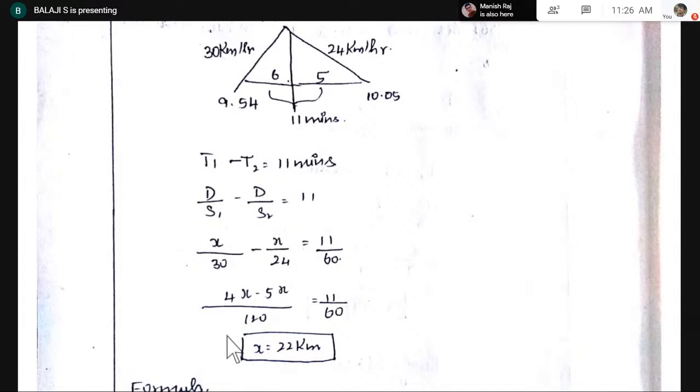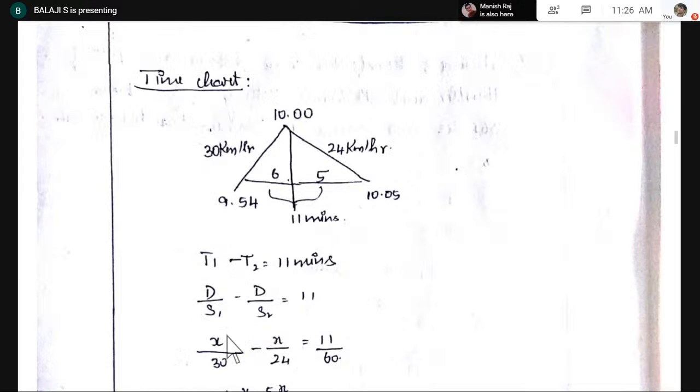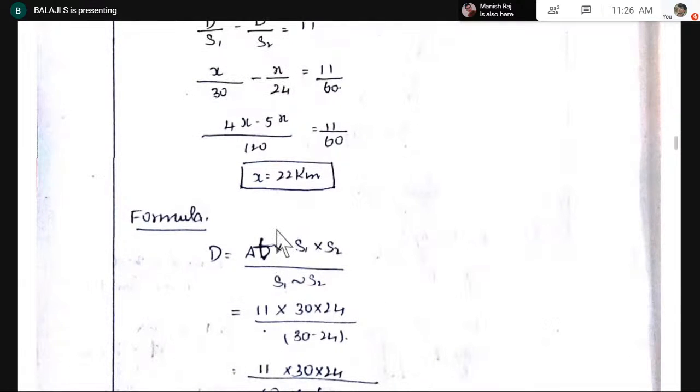If this method seems difficult, and I cannot put the time chart because it is more time consuming, you can go for the formula method, which is much easier than this. See here, the formula is d is equal to del t into s1 into s2 by s1 minus s2.